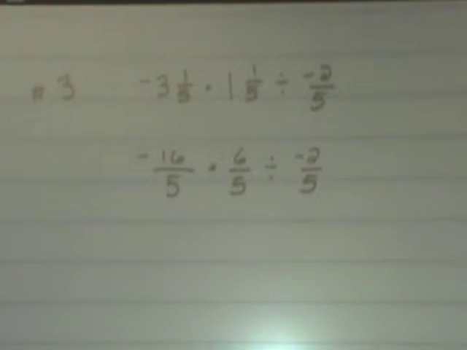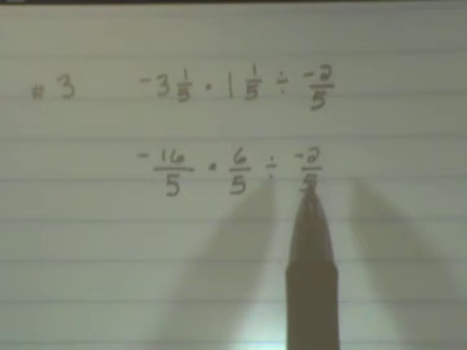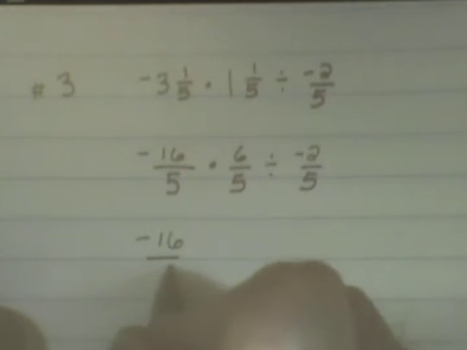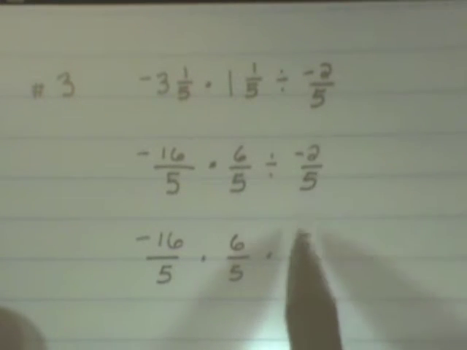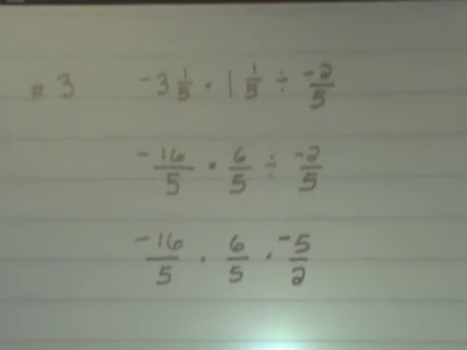The next step in the procedure is to change any divisors into the reciprocal. In other words, when you see a division sign, the fraction that follows must be reciprocated. And so I'm going to rewrite the problem as negative 16/5 times 6 over 5 times 5 over 2. Now the negative from this negative 2/5 I'll place in the top. I like to keep all my negatives in the top of the fraction.